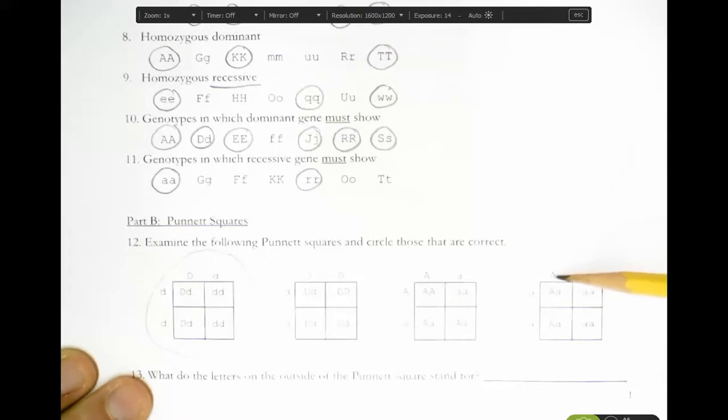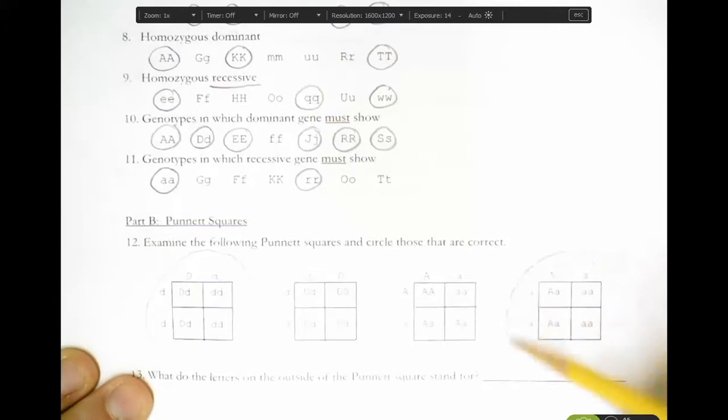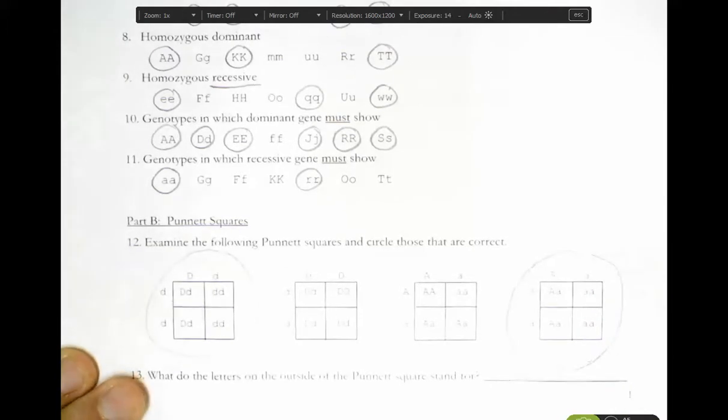Alright, next box. Uppercase A, lowercase a. Are we correct here? Yes. Lowercase a, lowercase a. Are we correct? Yes. Uppercase A, lowercase a. Are we correct? Yup. Lowercase and lowercase. Is this box correct? Yes, it is. We need to circle that one.